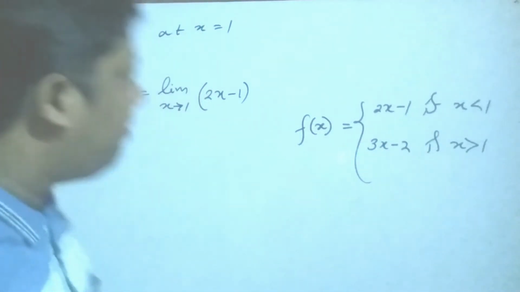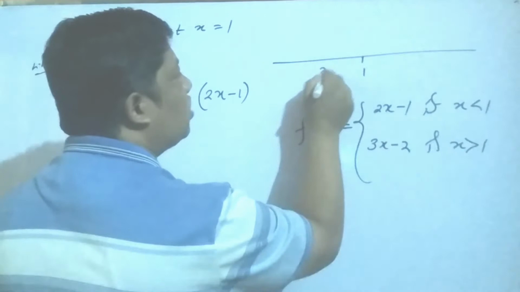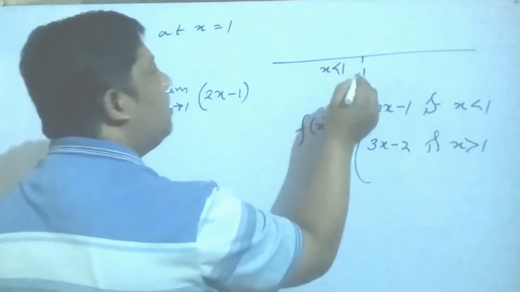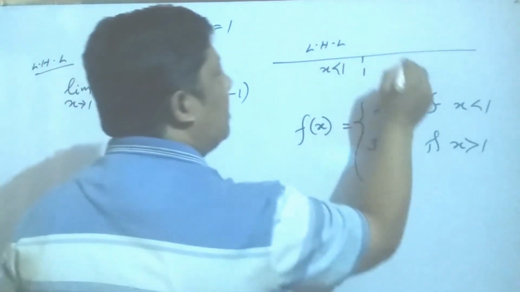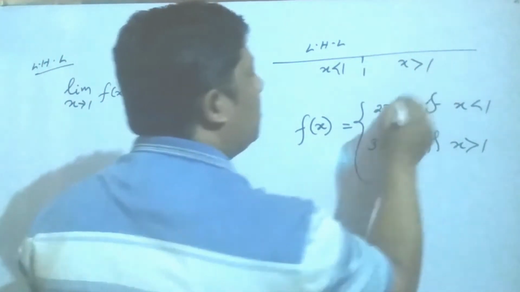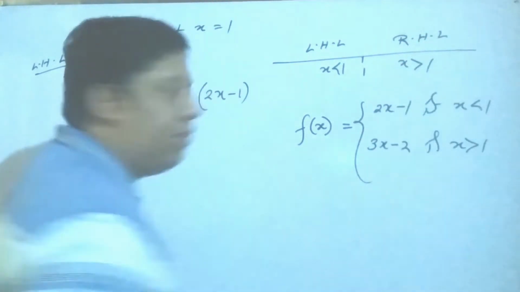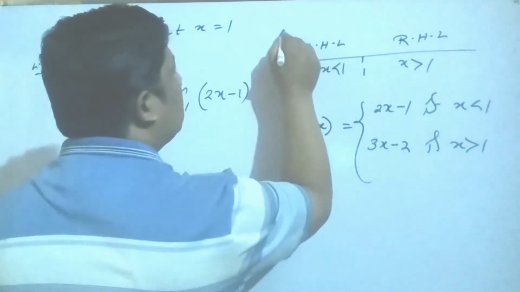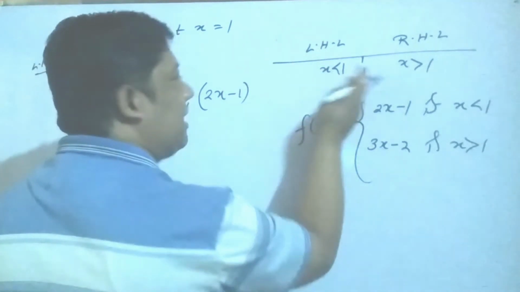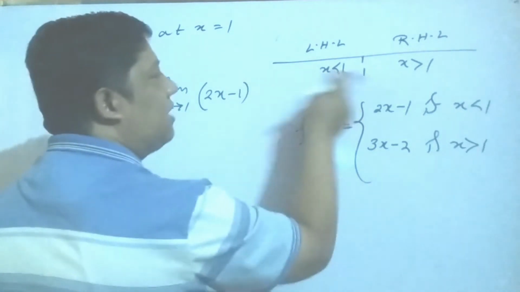In case of the left hand limit, suppose it is a number line, and this is the point 1. So x should be less than 1 at the particular point for the left hand limit, and for the right hand limit x is greater than 1. Because in case of the left hand limit, x is less than 1.